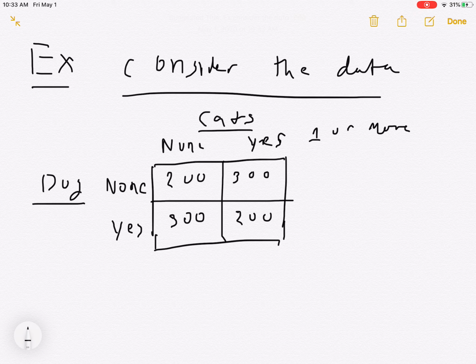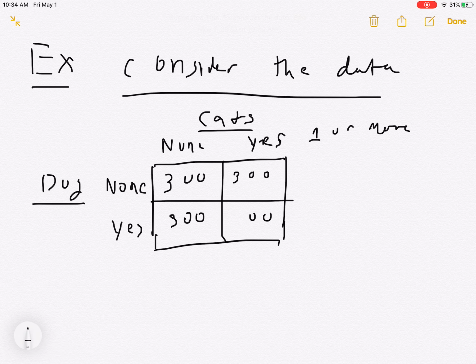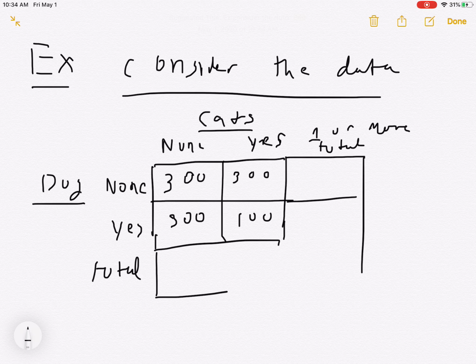So I've made this perfectly symmetrical. I'd actually like to change that, so I'm going to change this by a little bit. Okay, and let's say, there we go. So I'm going to add a column here. This is going to be the total. These are actually called the marginals.